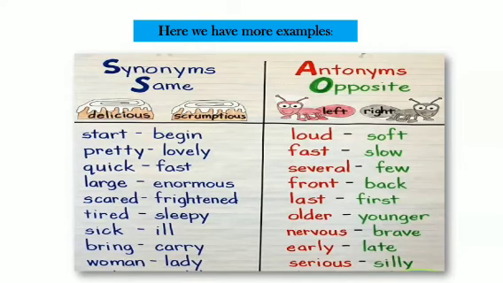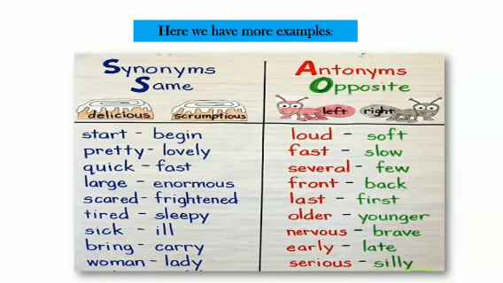So we have some examples of synonyms, and also some antonyms. Keep in mind that a synonym is the same. For example, we have the verb start and also begin, which is its synonym. Or pretty and lovely, quick and fast, large and enormous, scared and frightened, tired and sleepy, sick and ill, bring and carry, woman and lady. Okay, these are synonyms, words that have the same meaning.